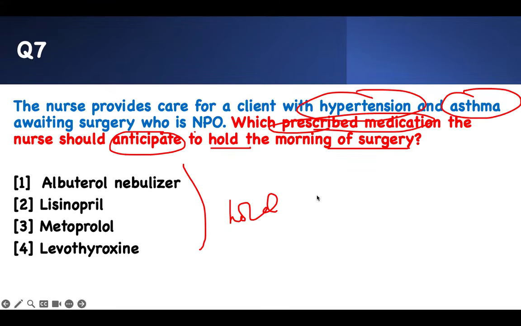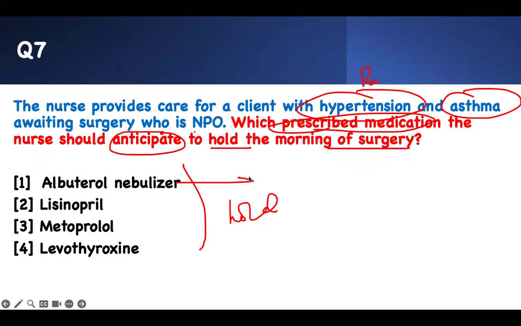So you have a patient. Those are the buzzwords. The case is a patient who is hypertensive, has asthma, is NPO, is going to have surgery. Which medication should we hold? That's all. Look at the problem. If they can take it, give it to them. If they need it, give it to them. If it's necessary, give it to them. If it's contraindicated for surgery, then hold it.